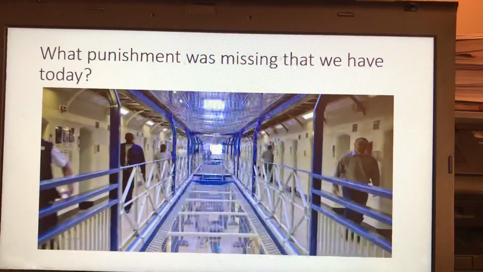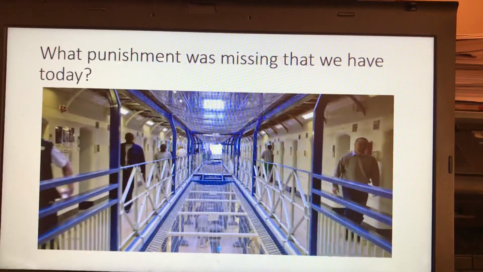There is one kind of punishment which is missing from Anglo-Saxon times, which you were asked to consider. And you can see in the picture there, we use prison as a punishment in modern times. That's not something that the Anglo-Saxons did.